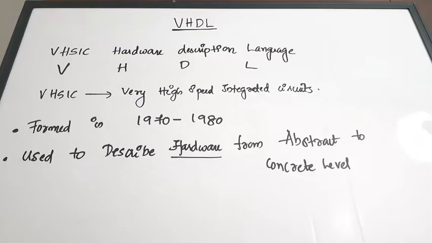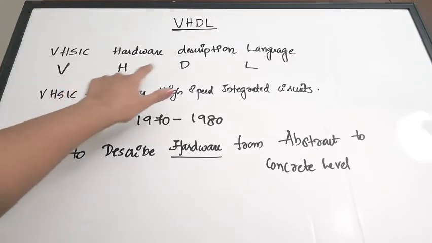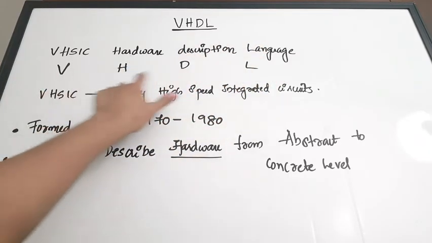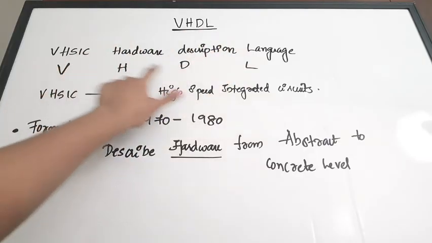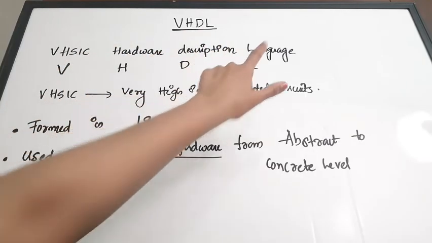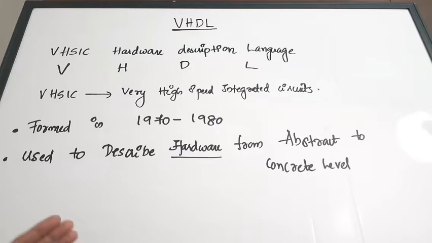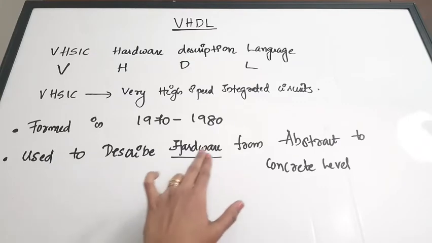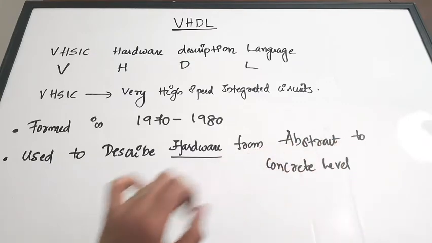If you don't know what VHDL is, it is VHSIC Hardware Description Language, that is VHDL. HDL stands for Hardware Description Language. Now, Hardware Description Language means this language is used to describe hardware from abstract to concrete level.